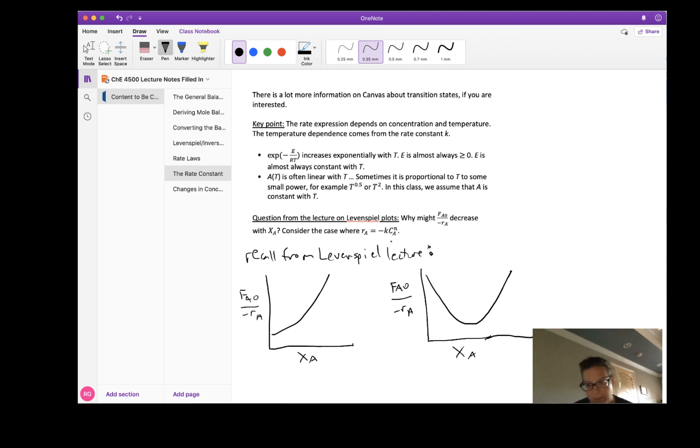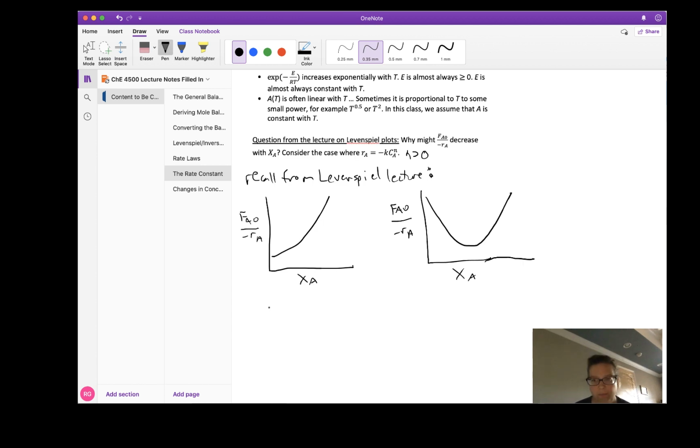So if we consider this example, where the rate is equal to a rate constant times concentration to the n, and we'll say n is greater than 0, so n is a positive number. So let's consider here two cases. Let's consider one case, an isothermal case, and one case, a non-isothermal case, and to make it simple, let's call it an adiabatic case.